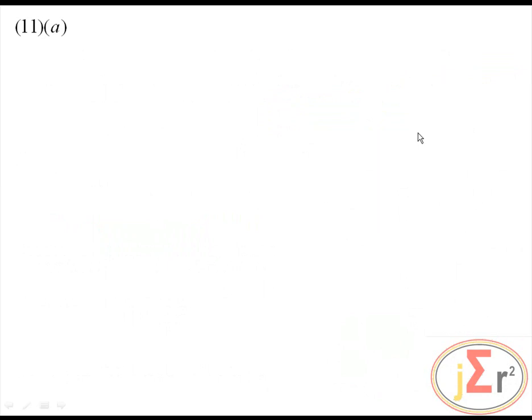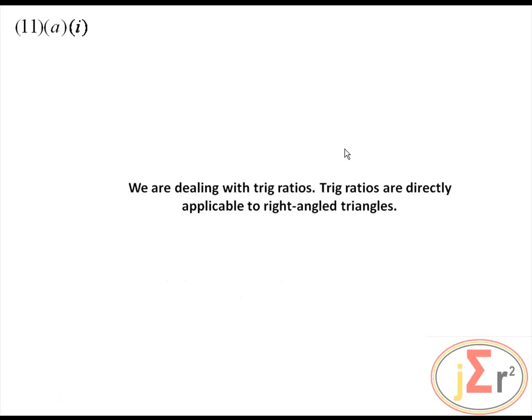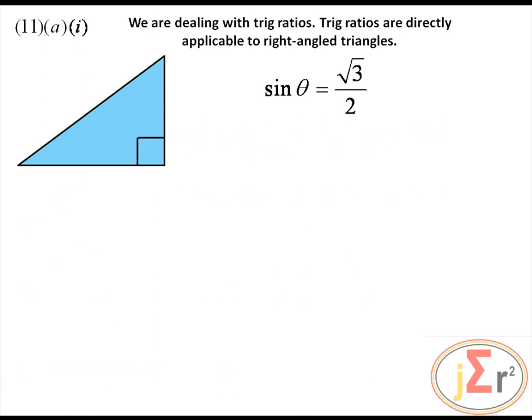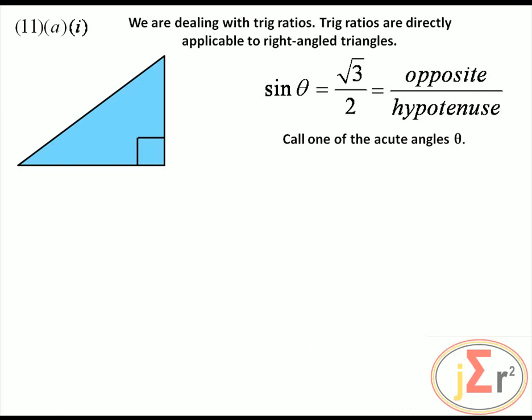So, we are given sine theta and we need to express in fraction or surd form cos theta and tan theta. So, we are dealing with trig ratios. Trig ratios are directly applicable to right-angled triangles. There is our right-angled triangle. So we are told that sine of theta is the square root of 3 over 2. And of course, what is sine equal to? Opposite over hypotenuse. And that is the square root of 3 over 2.